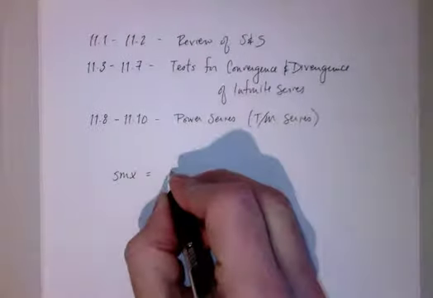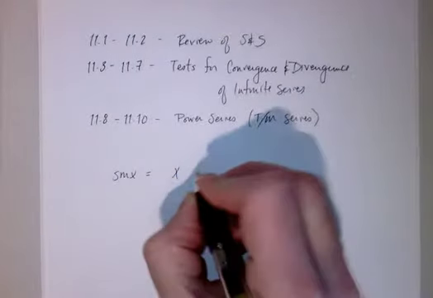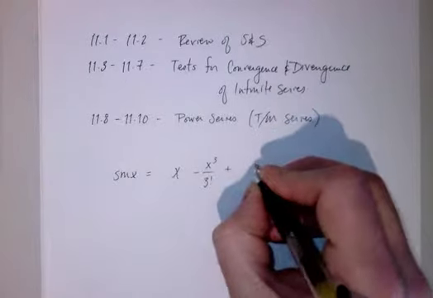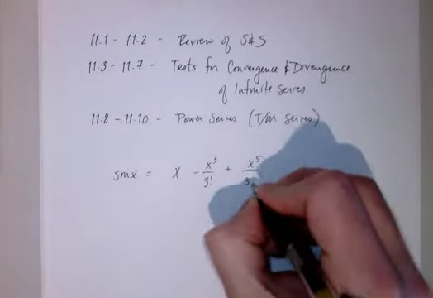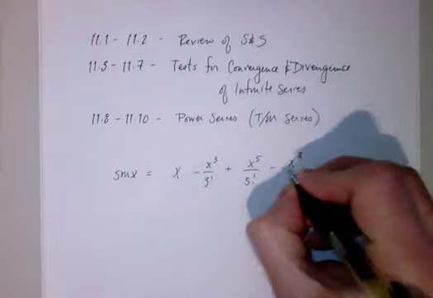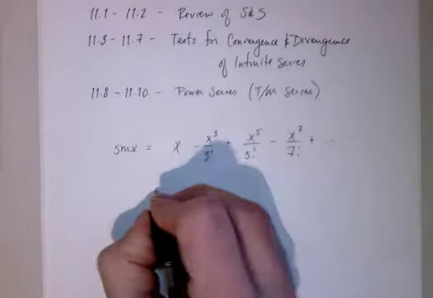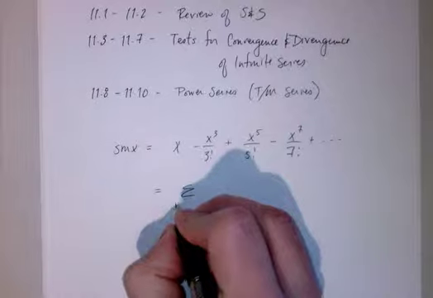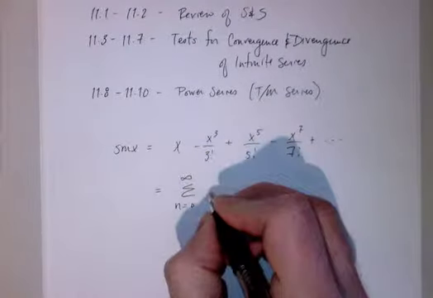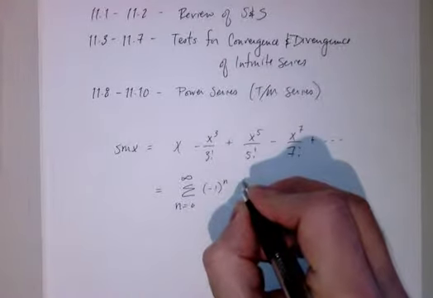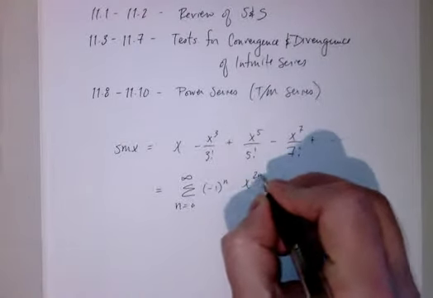So basically, this right here is x minus x cubed over 3 factorial plus x to the 5th over 5 factorial minus x to the 7th over 7 factorial plus dot dot dot, and actually works out to the sum from n equals 0 to infinity of negative 1 to the n. Remember, with respect to the sigma, n is your variable.